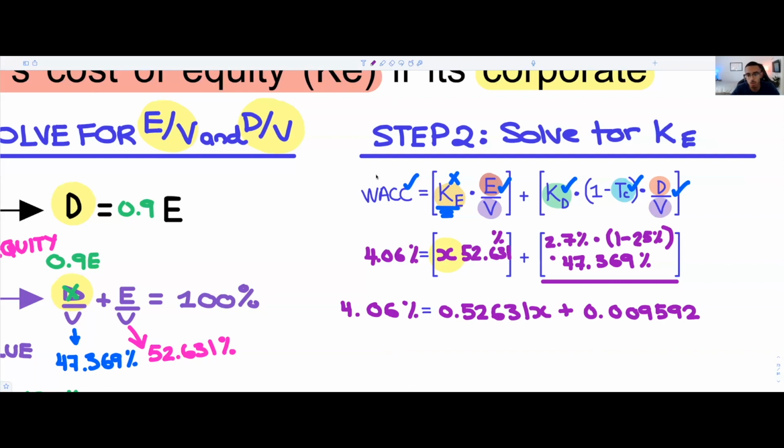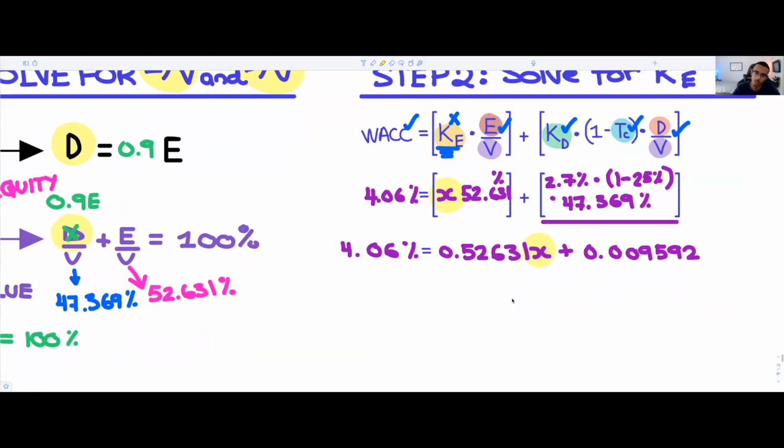What we're going to do now is we're going to plug everything in. We're going to do just that. So now it's just a question of solving for a missing piece of the equation. And if you want, you could even go ahead and do 4.06% minus this, and then just solve for and isolate the missing variable. But I'm going to do it in one shot just because I'm a lazy person.